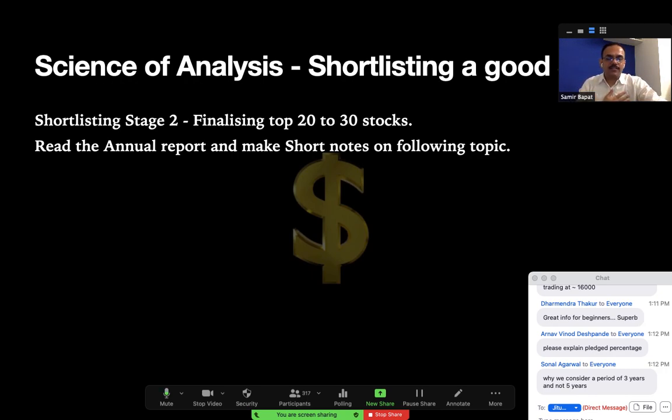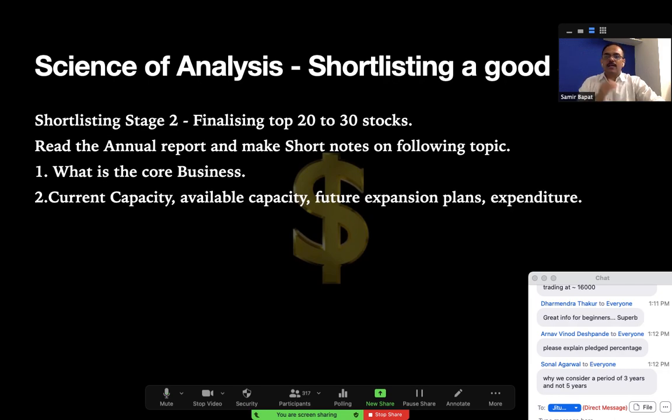What you have to write down is what is the core business of the company. So select one company, write down what is the core business of the company. What is the current capacity, available capacity, future expansion plans, expenditure.